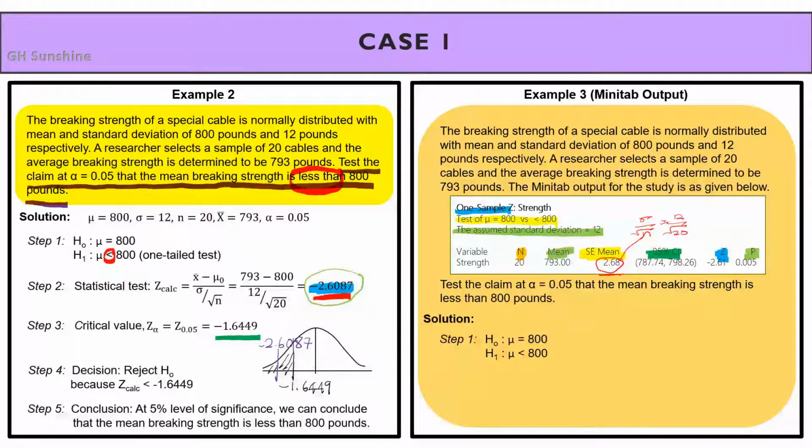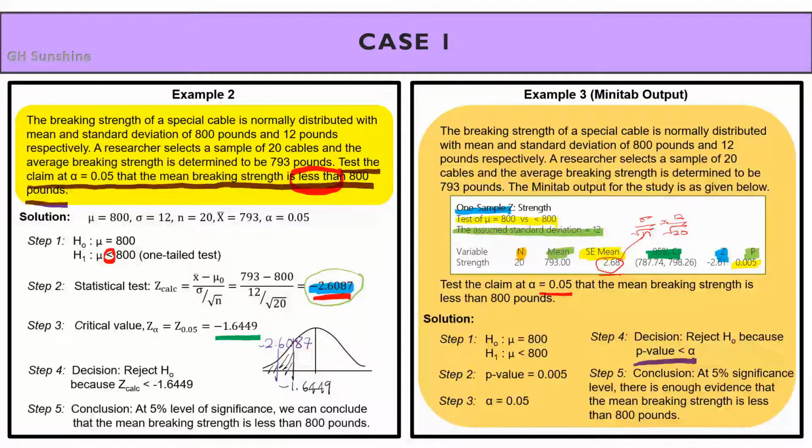So test the claim at alpha equal to 0.05 that the mean breaking strength is less than 800 pounds. So first step, H0 and H1: mu equal to 800 versus mu less than 800. And then what is the p-value? 0.005. The alpha value equal to 0.05. And then the decision here is reject H0 because the p-value less than 0.05. Therefore, same conclusion as example 2. So this one is the comparison on how to do the hypothesis testing using the calculation value and also using the Minitab output.